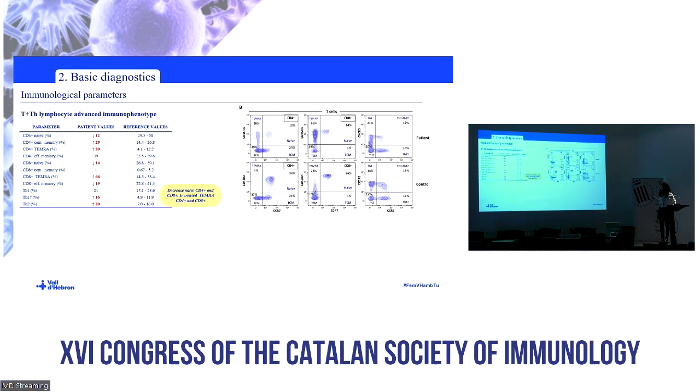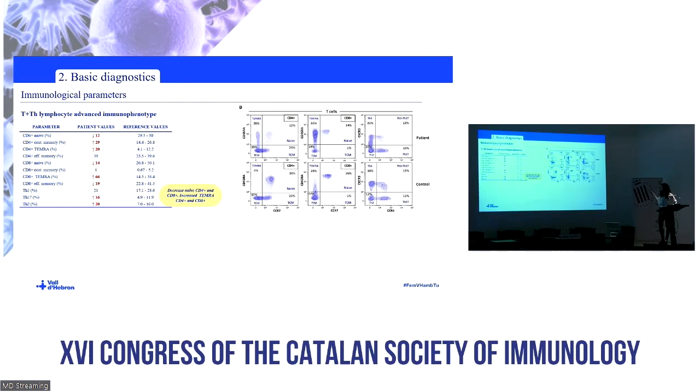Here we have the T and Th lymphocyte advanced immunophenotype. As I said before, the number of CD4 and CD8 was normal, but analyzing the distribution of these lymphocytes, there was a marked decrease in CD4 and CD8 naive cells. In contrast, the CD4 and CD8 TEMRA cells were elevated.